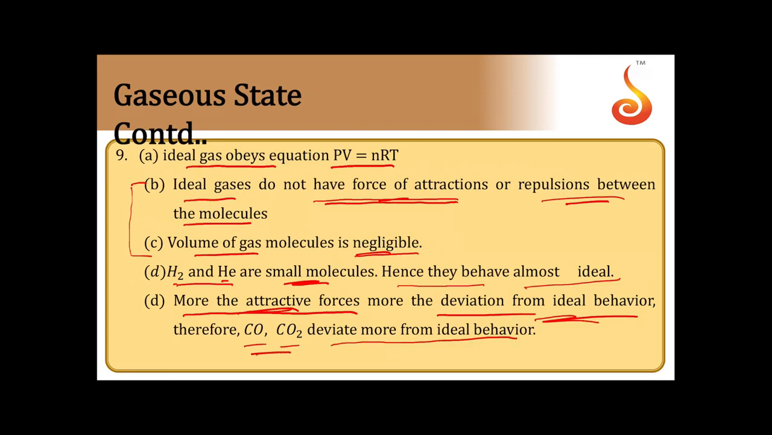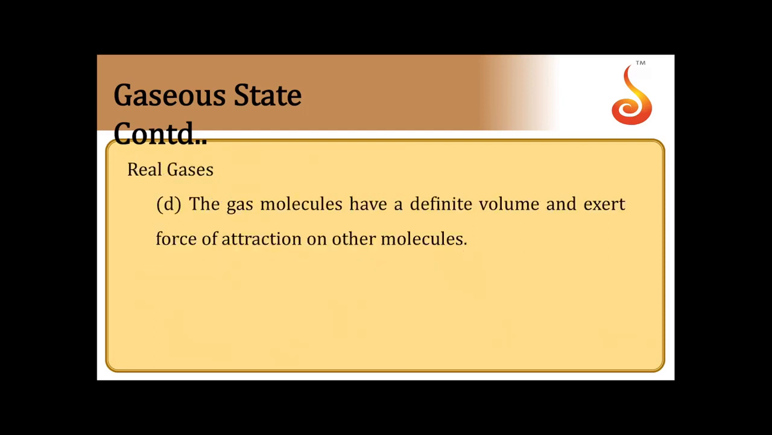That is because they have a higher molar mass and they experience greater forces of attraction when compared to helium and hydrogen. So heavy molar mass gases always deviate more from the gas laws. Then coming to real gases, it's the opposite of ideal gas. These gas molecules have definite volume, and they exert force of attraction on the other molecules. In ideal gases, they do not have volume and no force of attractions. In real gases, they have definite volume and they have attractive forces on the other molecules. They are said to be real gases.